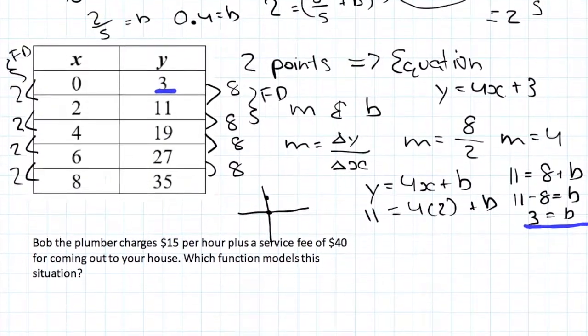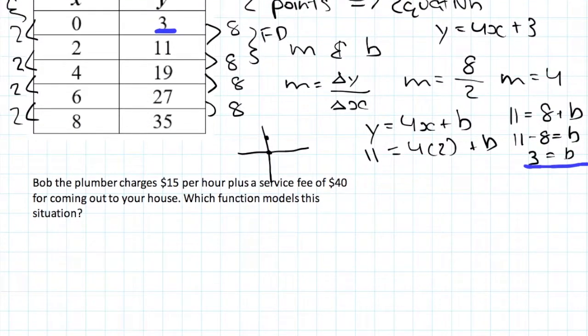Now moving on to the last way to model an equation, which is using a word problem. Now a word problem is not really the easiest way to model an equation, but it's fairly simple after you get used to it. So this word problem reads, Bob the plumber charges $15 per hour plus a service fee of $40 for coming out to your house. Which function models the situation? So right now I want you to ignore the word function and just think of it as a linear equation, right? Because a function is basically a linear equation, just a fancier way of saying it.